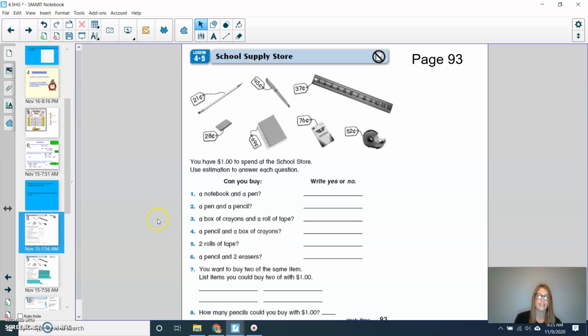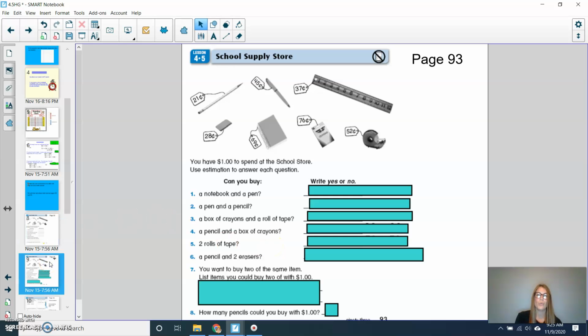If I do just this first one with you, what you'll notice is I'm going to write the prices on the side when I estimate. So I'm thinking, okay, a notebook and a pen. A notebook, 69 cents, would round to 70. And a pen, 45 cents, is going to round to 50. So 70 plus 50 gives me $1.20. Now, if I only have $1, do I have enough? No. So it might be helpful to write your estimate next to it when you're deciding.